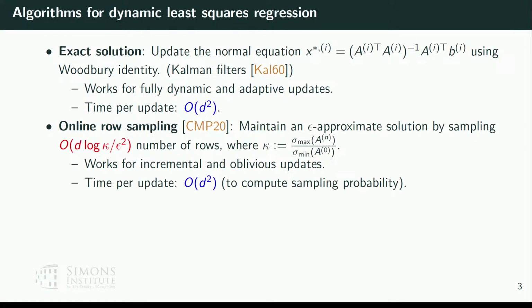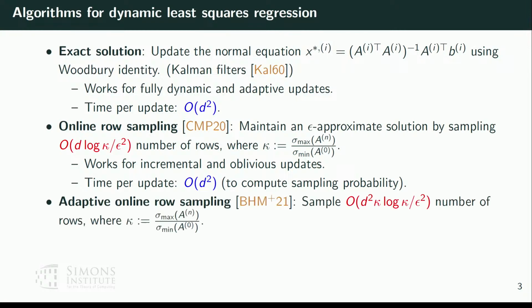And I should say that because their paper didn't really care about the least squares regression problem, they cared more about maintaining a spectral approximation of the inverse matrix. So if we just apply their algorithm directly, it will still take d squared time, but this time is to compute the sampling probability. I will say more later when I go to the details.